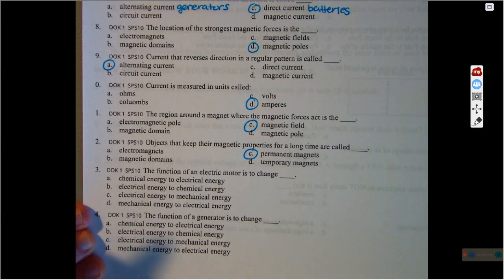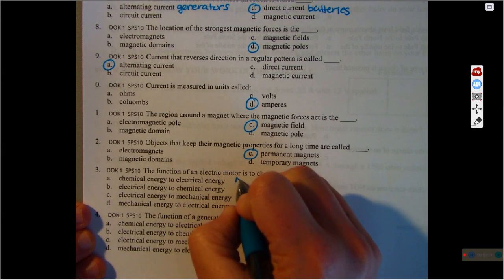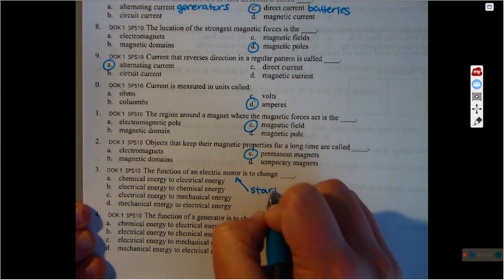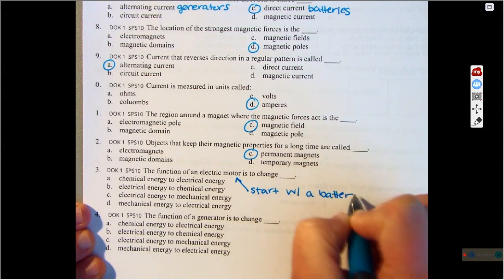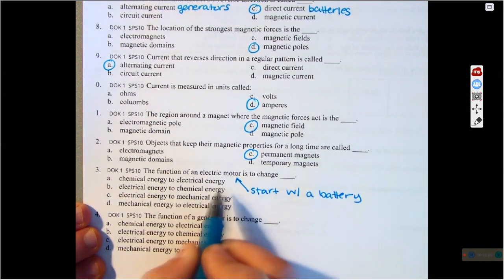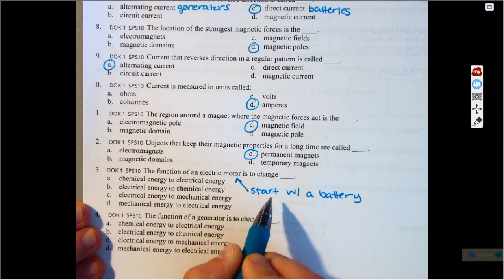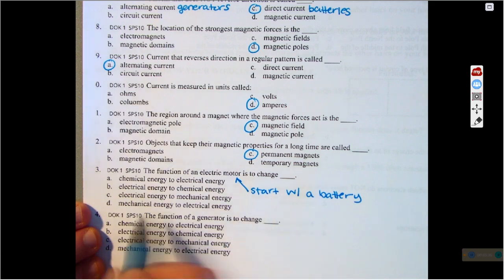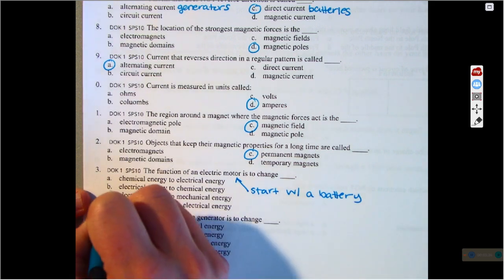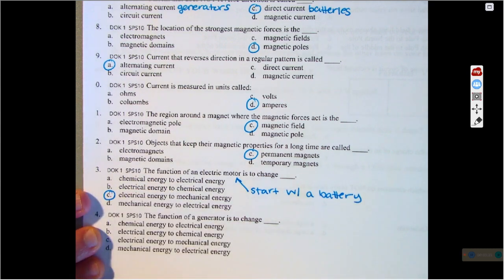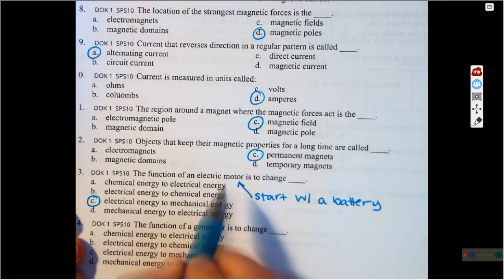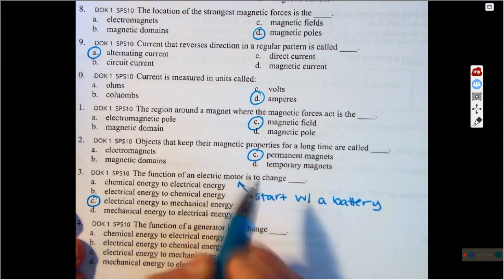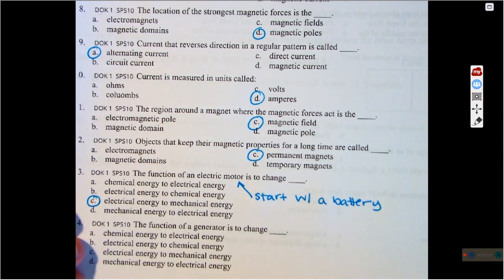The function of an electric motor, remember, motors start with a battery. So a battery is going to provide electrical energy to make the car move. So it'd be electrical to mechanical. If you remember, electrical energy comes from the battery. I know that chemical energy is converted to electrical energy in a battery, but we're talking about a motor, not a battery. So a motor converts electrical energy into mechanical energy.